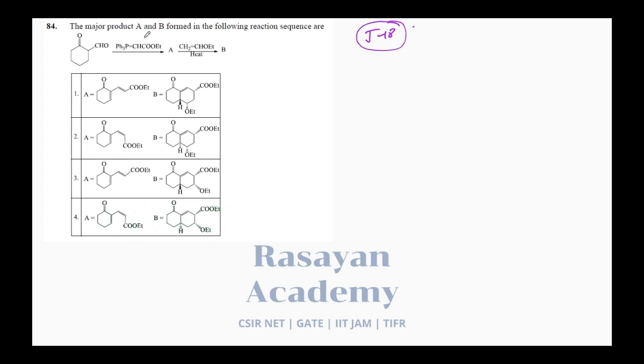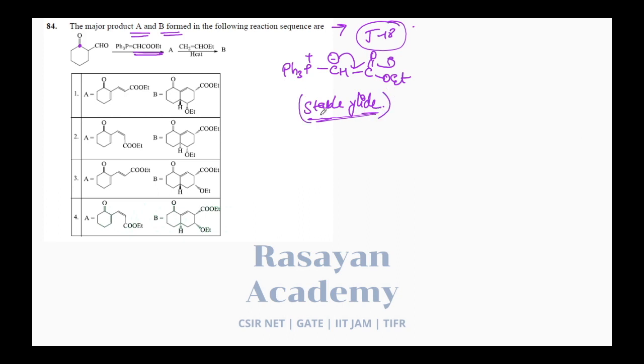All right, another question from June 2018. Once again, the major product A and B formed in the following reaction sequence are. So as you can see, you have a ketone and the aldehyde group in this particular molecule, and then looks like you're having a stable ylide over here. What is a stable ylide? A stable ylide is basically having a negative charge on a carbon having an electron withdrawing group. Alright, so this is your stabilized ylide, which can cause resonance.